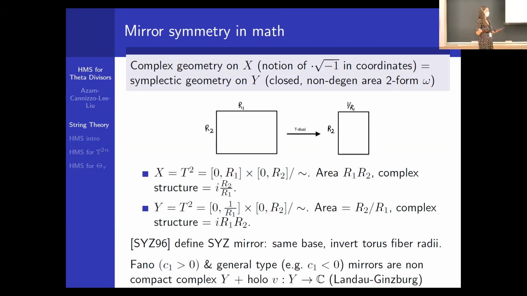So a lot more can happen if you're not compact, but there's this additional piece of information, which is a holomorphic function from the complex manifold to C. So that's called a Landau-Ginzburg model. So these are mirror to C1 greater than 0 and C1 less than 0. If C1 is equal to 0, the mirror is another Calabi-Yau.